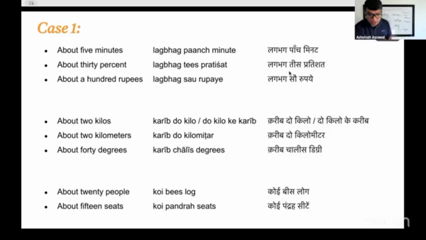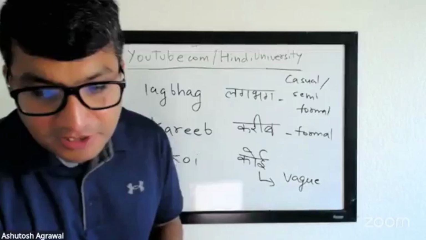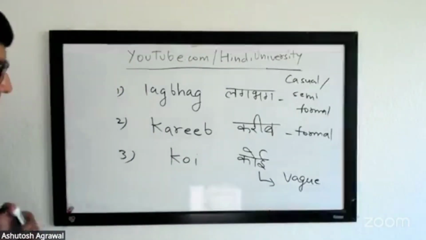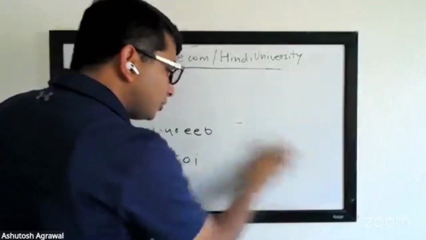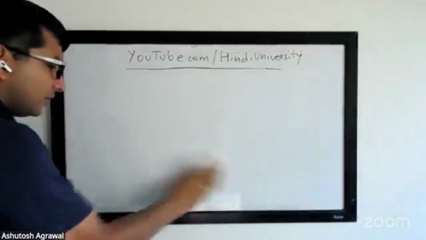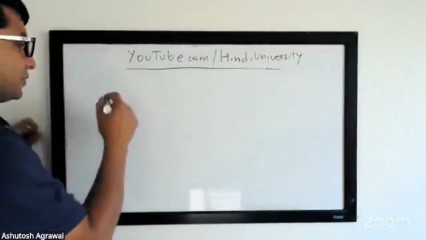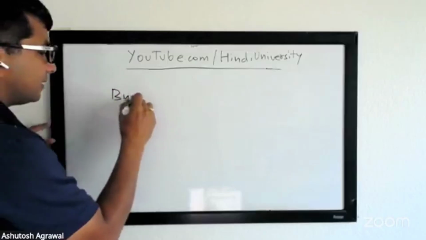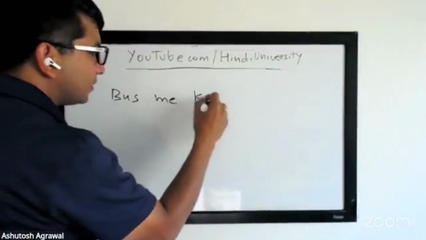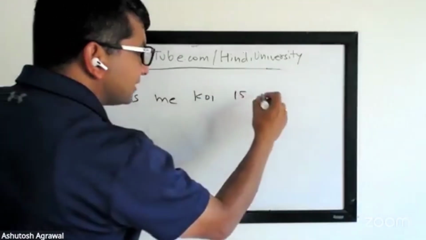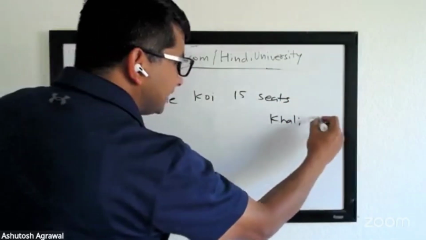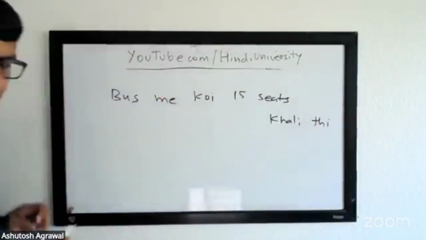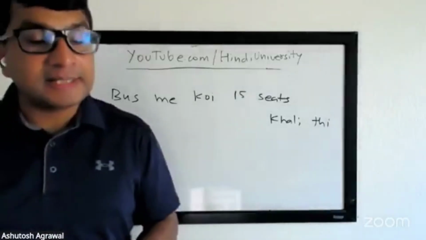Okay, so I'm going to write it down. So you can say बस में. If you don't know the word for empty, either you can use the English one or you can use the Hindi one, either way is fine. But you can say बस में कोई 15 सीट्स खाली empty थी. Okay, खाली थी. बस में कोई 15 सीट्स खाली थी.